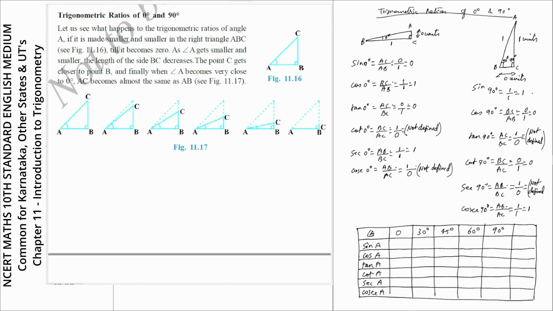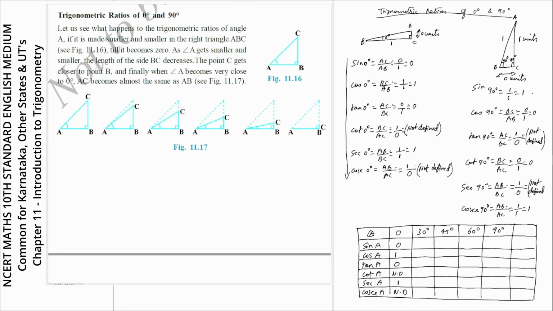Now you can see that I have made a table of trigonometric ratios. Just now we computed the values of trigonometric ratios of 0 degree and 90 degree. So for 0 degree we got these values, right? So I'll put those values here. Sine of 0 I got 0, and cos of 0 I got as 1, and tan of 0 I got as 0, and cot of 0 degree is not defined. Okay, and secant of 0 degree is 1, and cosecant of 0 degree is not defined.